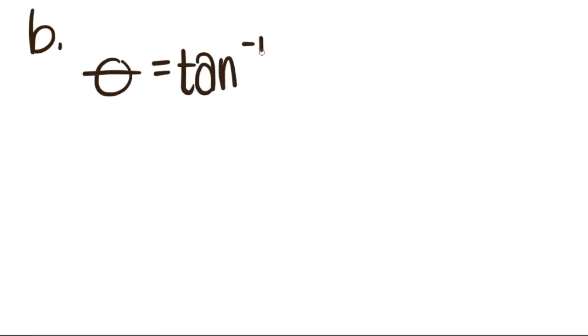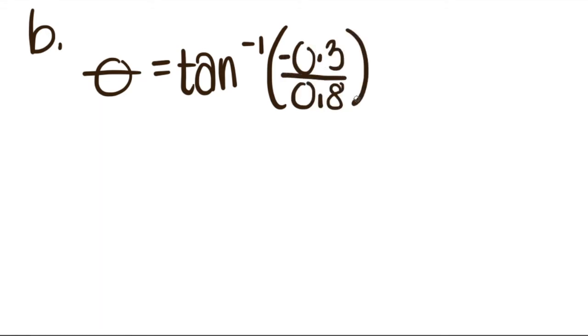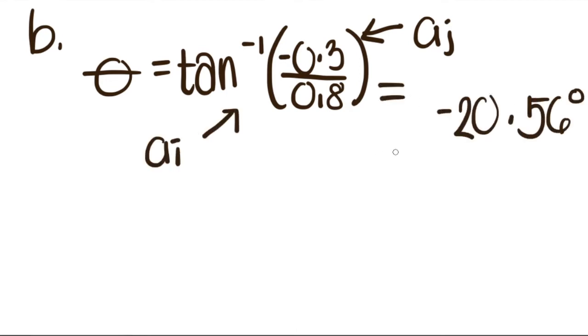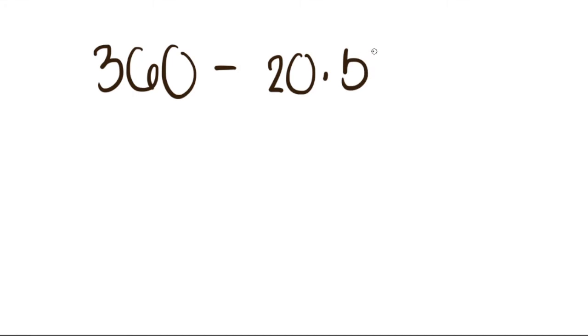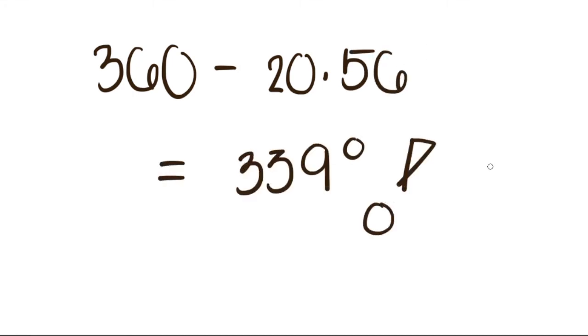For letter B, we're going to be looking for the direction of the acceleration with respect to unit vector i hat. So in order for us to look for the theta, we just put it in the calculator, which is tangent inverse of negative 0.3 divided by 0.8. It will lead you to negative 20.56. But because the angle cannot be a negative number, and it is relative to the x-axis, we have to subtract it from 360 degrees, which will lead you to 339 degrees from the x-axis.